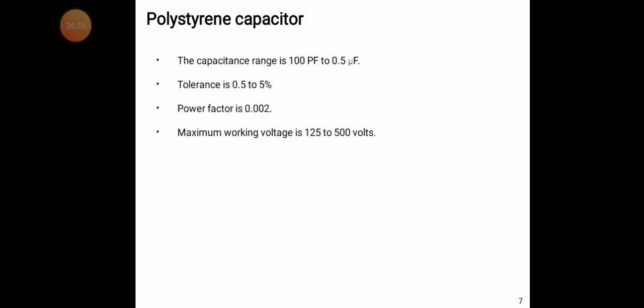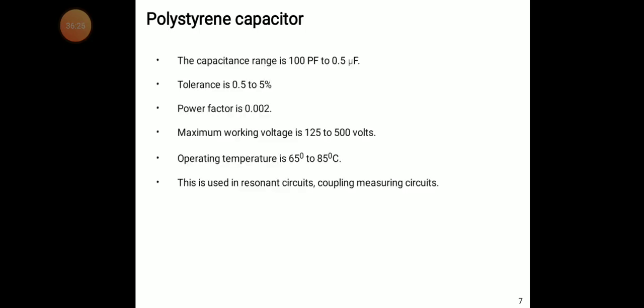Another capacitor is the polystyrene capacitor. The capacitance range of this polystyrene capacitor is 100 picofarad to 0.5 microfarad. Then the tolerance is generally 0.5 to 5%.